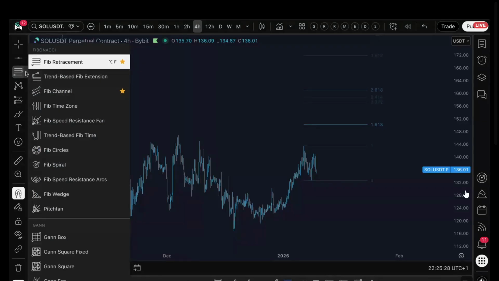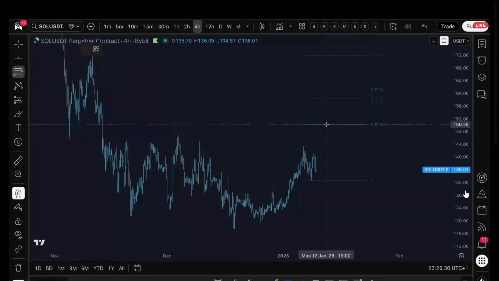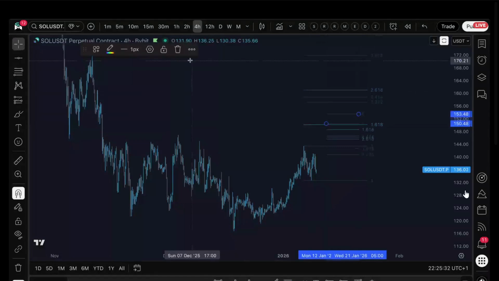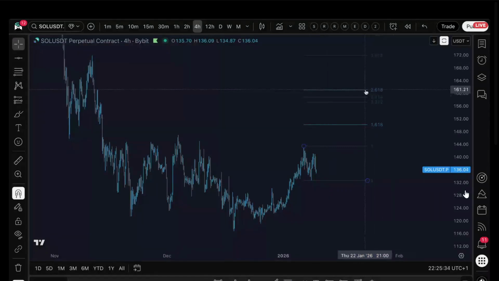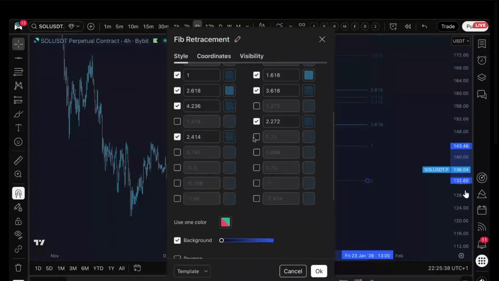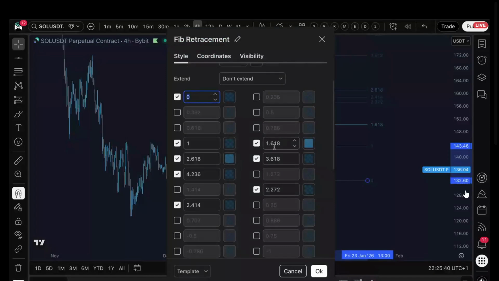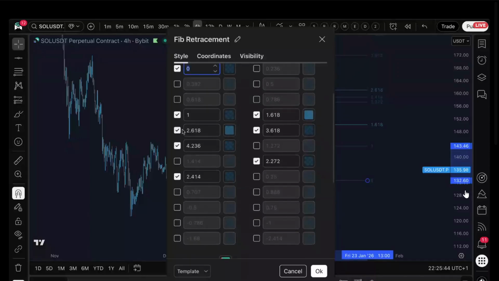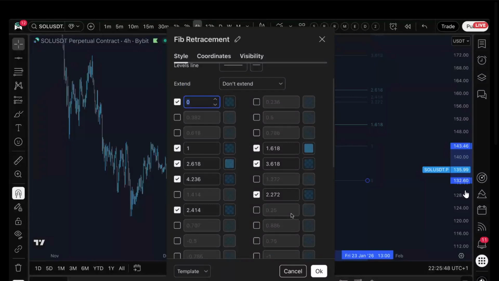in TradingView, and then you can go into the settings from this tool also. The settings by right clicking or here, and then you have to activate these 1.618 level and 2.618 levels, obviously. Okay, you have to do that.